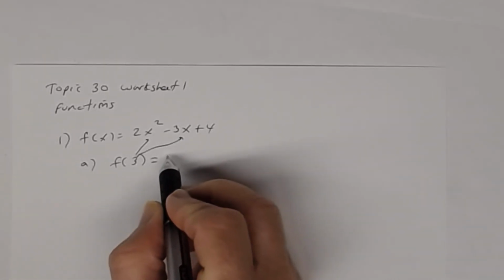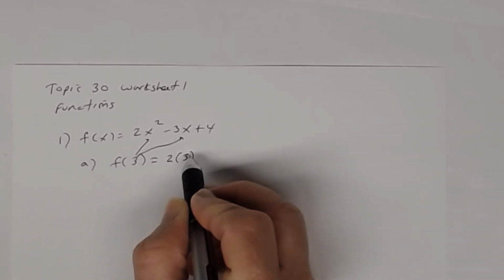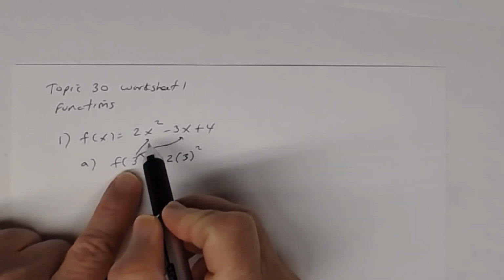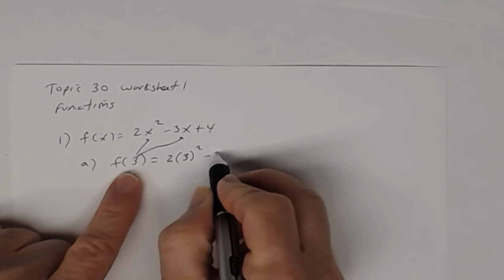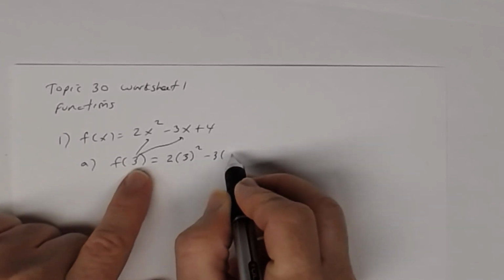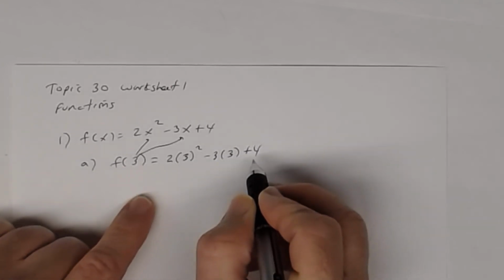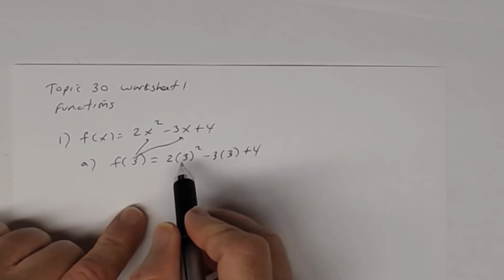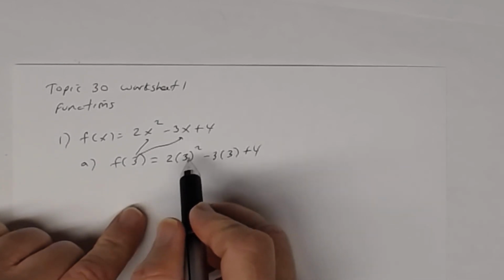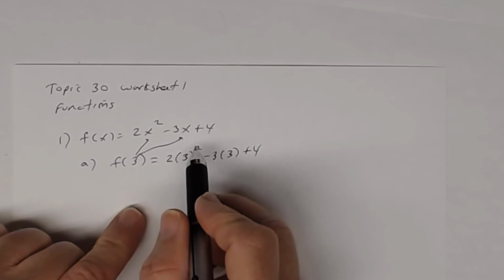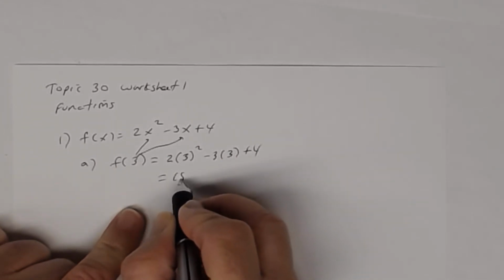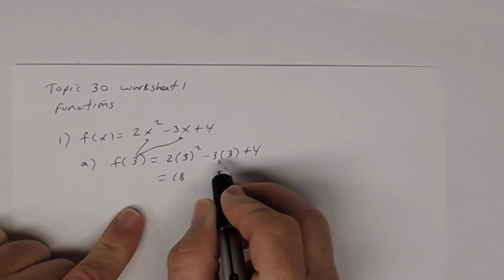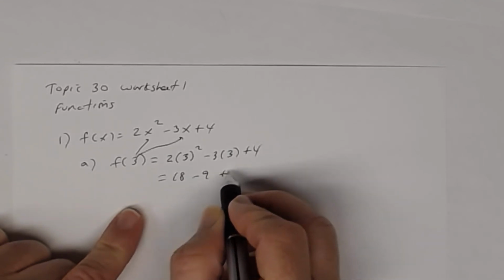So this becomes 2 times 3 squared. So again, wherever you saw the variable x, you substituted 3. But don't forget, it's being squared. Minus 3 times x, which again is 3, and then plus 4. And then using the order of operations, you know you have to do exponents before you multiply. So 3 squared is 9. 9 times 2 is 18. So I get 18 here. And then a negative 3 times 3 is a negative 9, and then plus 4.